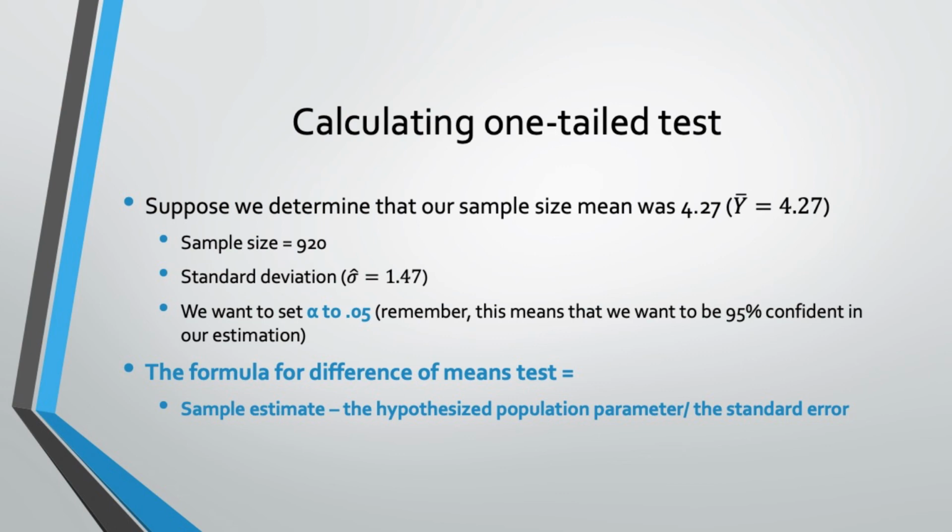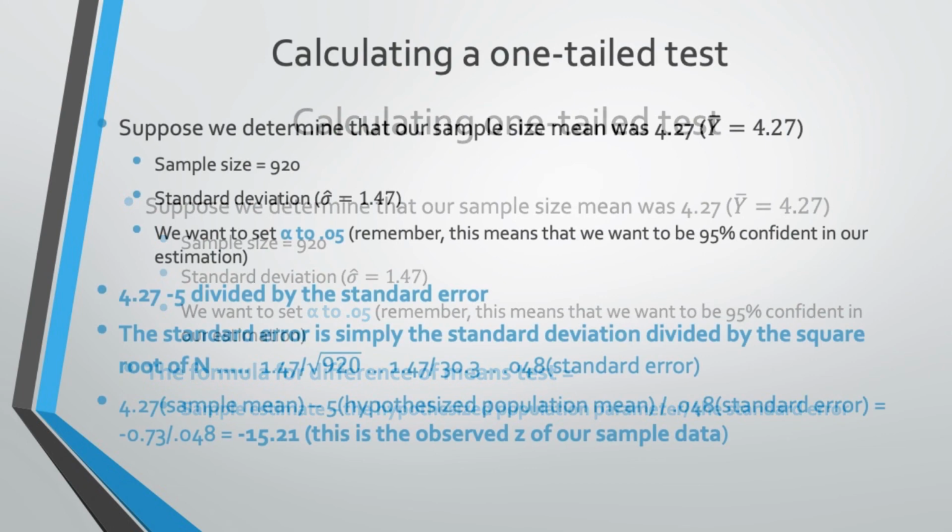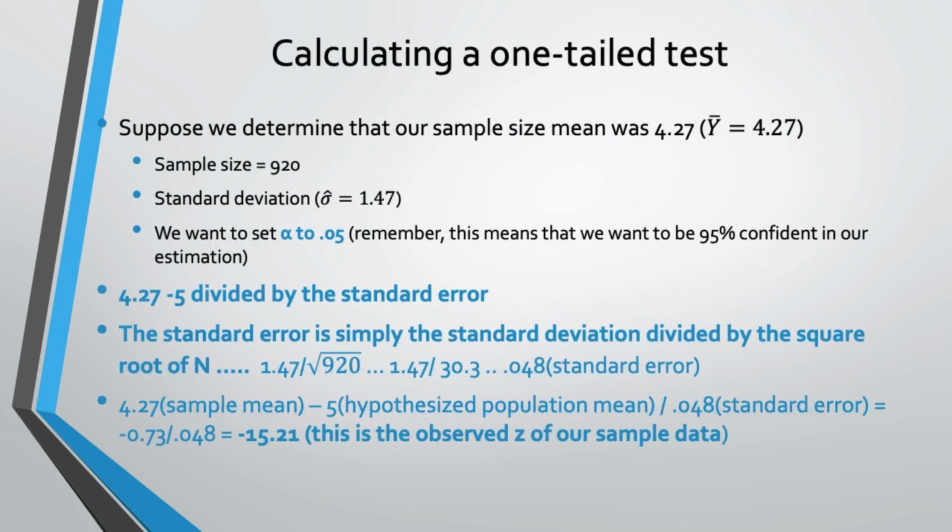Now we need to calculate our observed Z. And remember, the calculation for this is simply our sample mean minus the hypothesized population mean divided by the standard error. And we've talked a little bit about the standard error before, but I don't expect anyone to have memorized that equation. The standard error is simply the standard deviation divided by the square root of n.